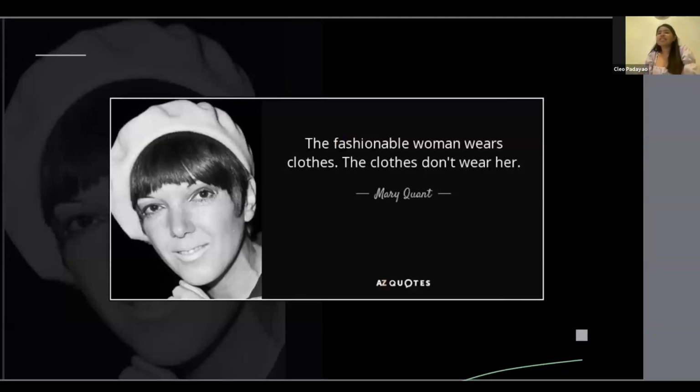Okay, so I just want to leave a quote from Mary Quant. The fashionable woman wears clothes, the clothes don't wear her. So this is pretty much the message that I want to say to all women, that in every decade, there's always gonna be the body, the ideal beauty. So might as well embrace what you have, because the society will always constantly give pressure for you to be perfect. Amen, yes. So that's it.